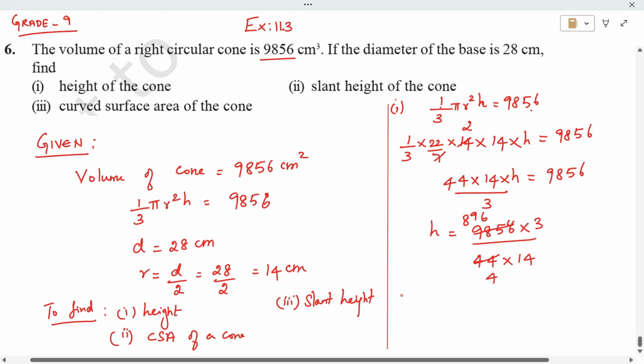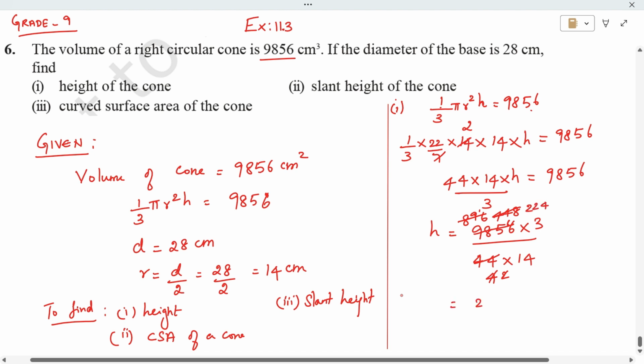And again I can cancel 896 and 4 by 2 table. So 4 times 2 is 8. Again 4 times 2 is 8. Remainder will be 1, so it becomes 16. 8 times 2 is 16. 2 times 2 is 4. Again, I'm cancelling by 2 tables, so it becomes 2, 2, 4.